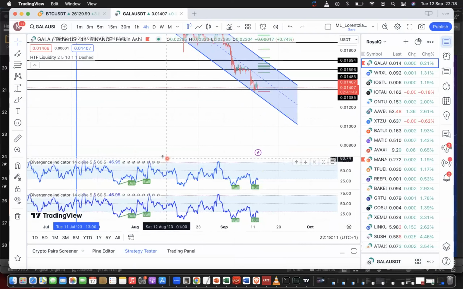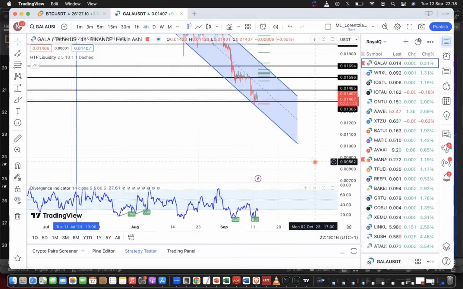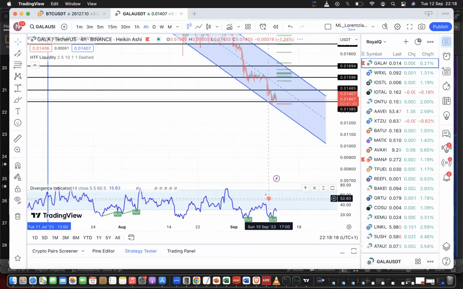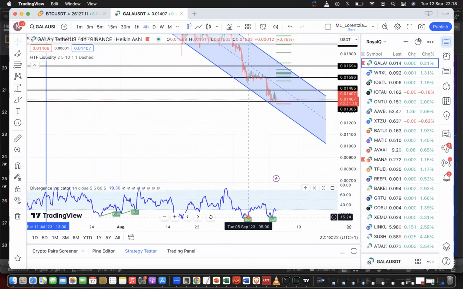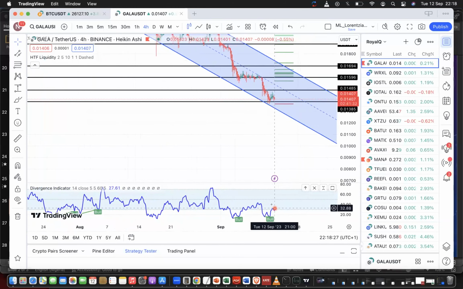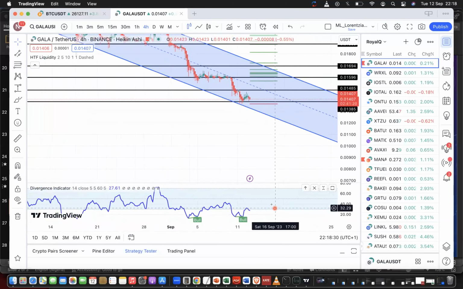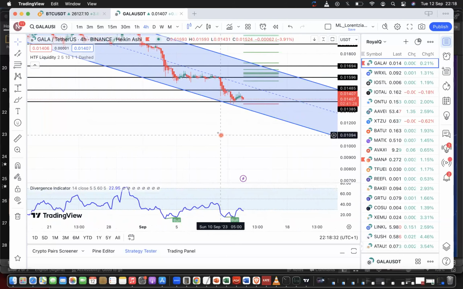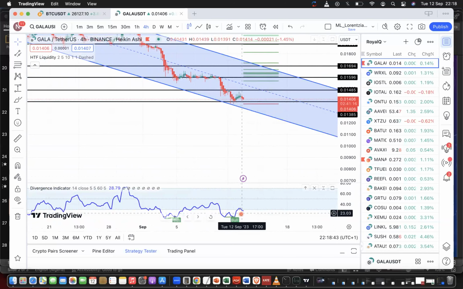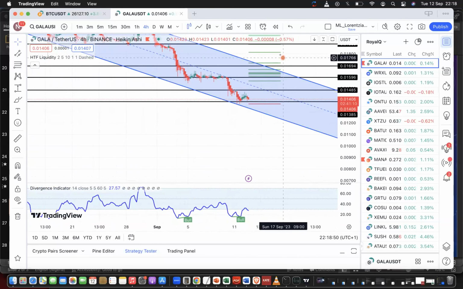Oh, added it twice now. I have to delete one. Okay, so let's see. Do we have any divergence here? Well, so far, none. Looks like it's fair enough. So you're going to see some movement here. Maybe divergence will be spotted, and you're going to know when it's going up.